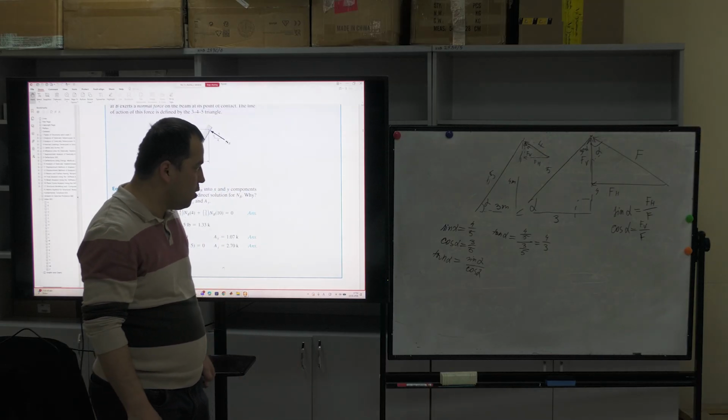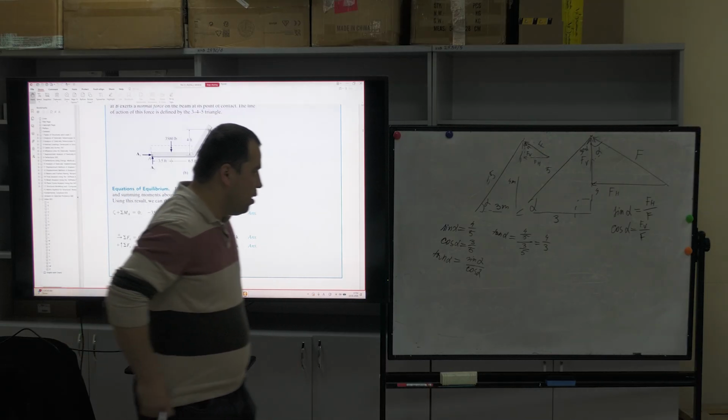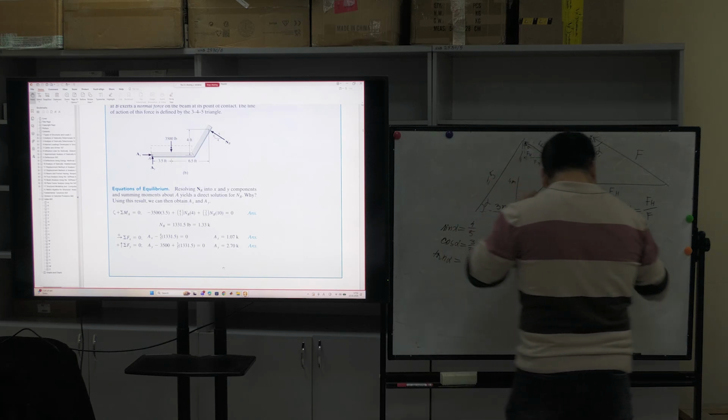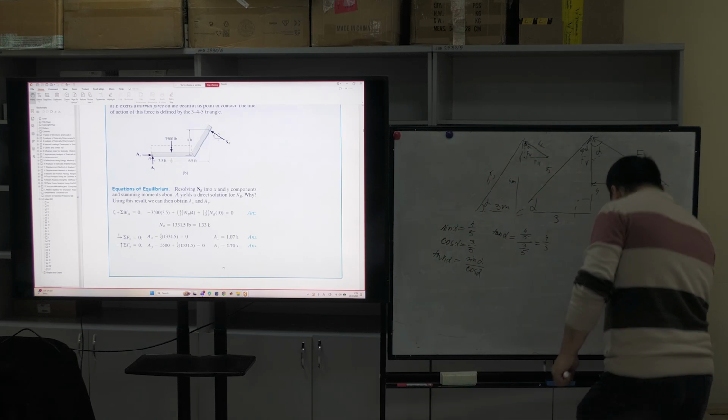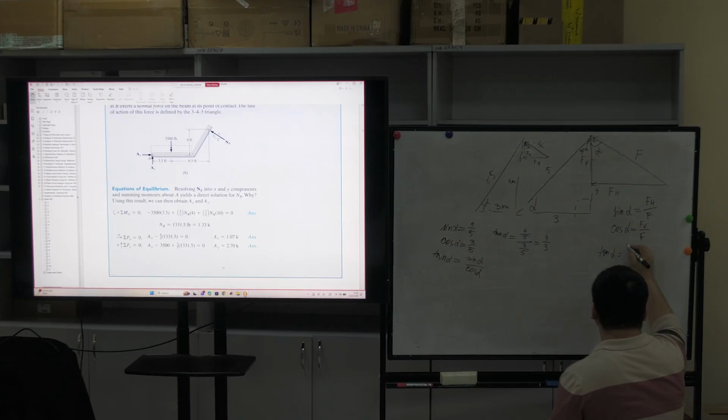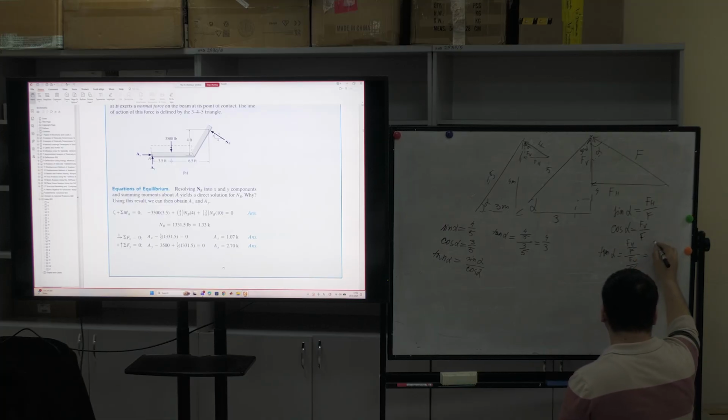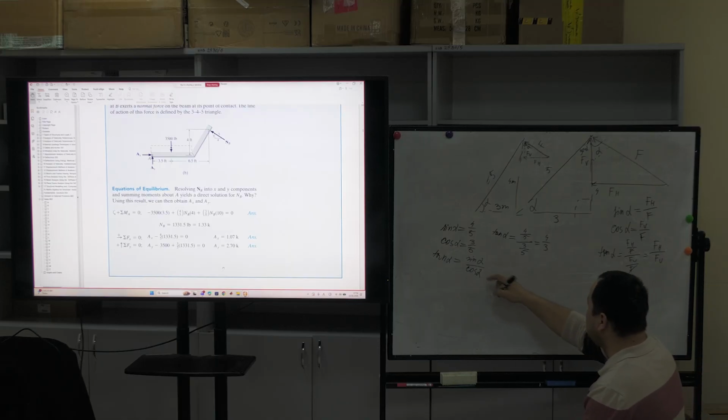We will go there directly. If we put it here, what will happen? Tangent alpha is equal to FH divided by F, divided by FV over F. F will cancel, and then FH divided by FV. So it's the same as this.